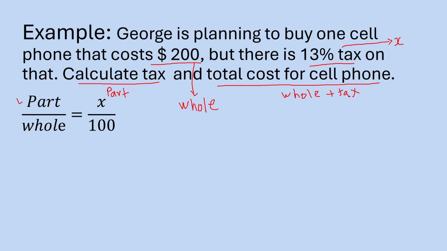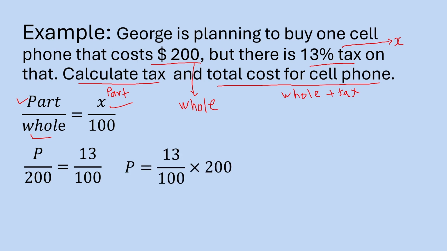Now we want to find out the part. The whole number is 200 and the x value is 13. So p divided by 200 is equal to 13 divided by 100. Now we multiply both sides by 200. So p is equal to 13 divided by 100 multiplied by 200. So this 100 will cancel. So 13 times 2 is equal to 26. So this is the tax, $26. So we got one answer. Calculate tax here. It is $26.